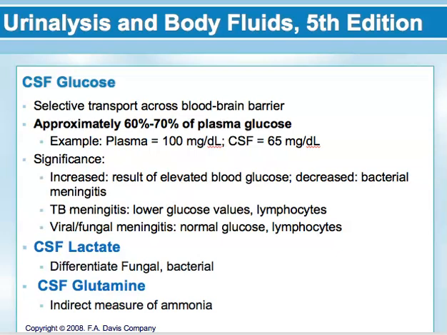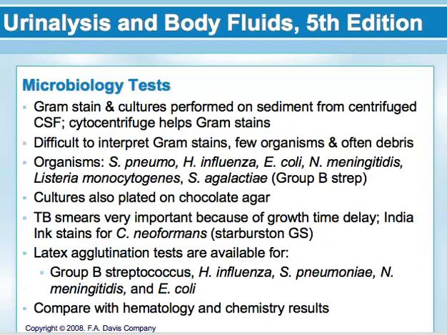Okay, then the glutamine. Glutamine is a waste product of ammonia, and you'll have elevated levels seen in liver disorders that will result in increased blood and CSF ammonia levels. So glutamine gives an indirect measurement of ammonia while being more stable. If the levels get high enough, this can lead to coma.